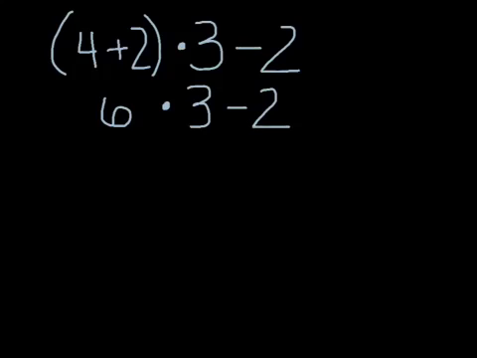The next thing I do is exponents. This problem does not have any exponents. The next thing I do is either multiplication or division. In this problem, the first thing I come to is a multiplication problem. So 6 times 3 is 18 minus 2. The last thing I'll do, in this case, because there's only one step left, is the subtraction problem.